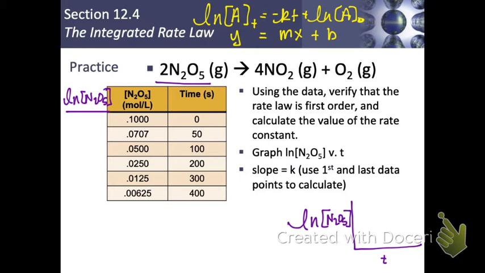Okay, and so when I've said it's going to be the natural log of the concentration over time, that's because the y variable lines up with natural log, the x-axis lines up with time. Okay? So, I have to go through now and find the natural log of all of those concentrations. So go ahead and grab your calculator out and get that data for me so we can fill in our table.